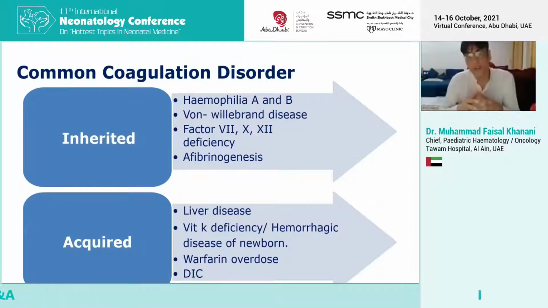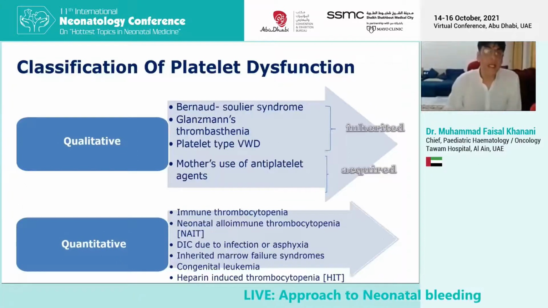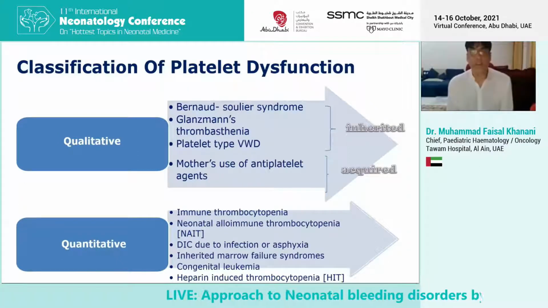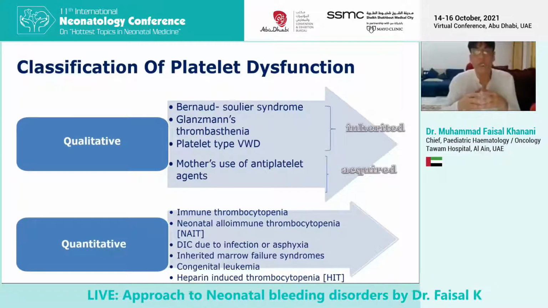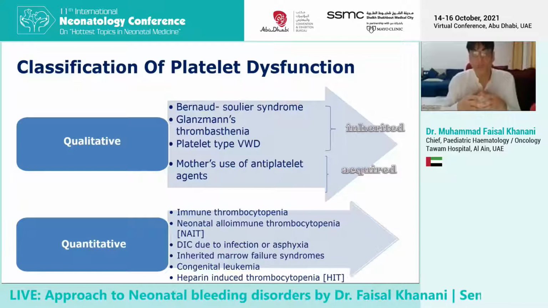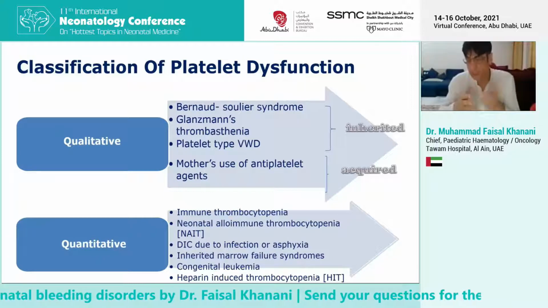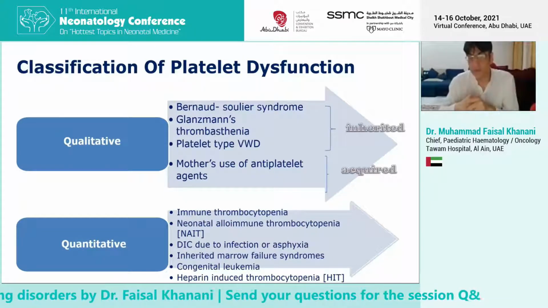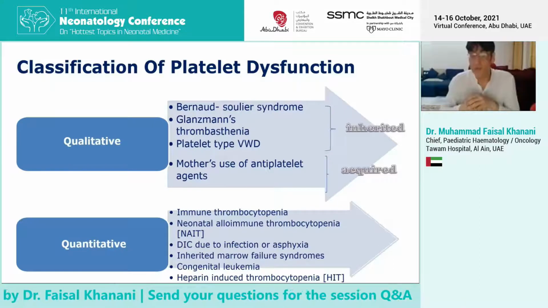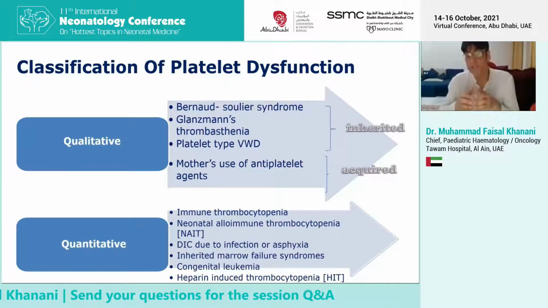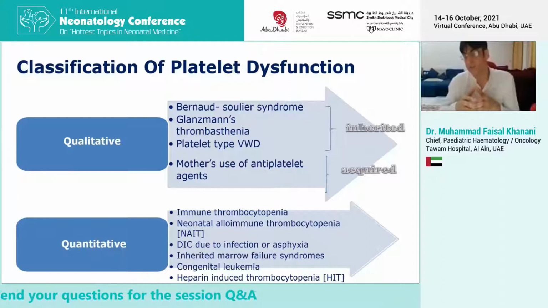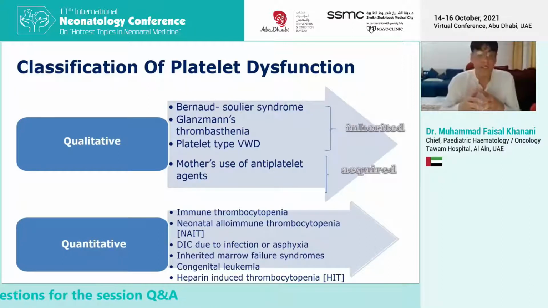When you come to the acquired, the commonest are liver disease, vitamin K deficiency, hemorrhagic disease of the newborn, warfarin overdose, and DIC. Now, when you come to qualitative and quantitative platelet disorders, in our part of the world we have consanguineous marriages, where you have Bernard-Soulier, and Glanzmann is common in some families. We are dealing with around 20 to 30 patients, which is a very rare bleeding disorder. If the mother has ITP, it crosses the placenta, and the other one is NAIT, when there is PLA negative and positive, like Rh.